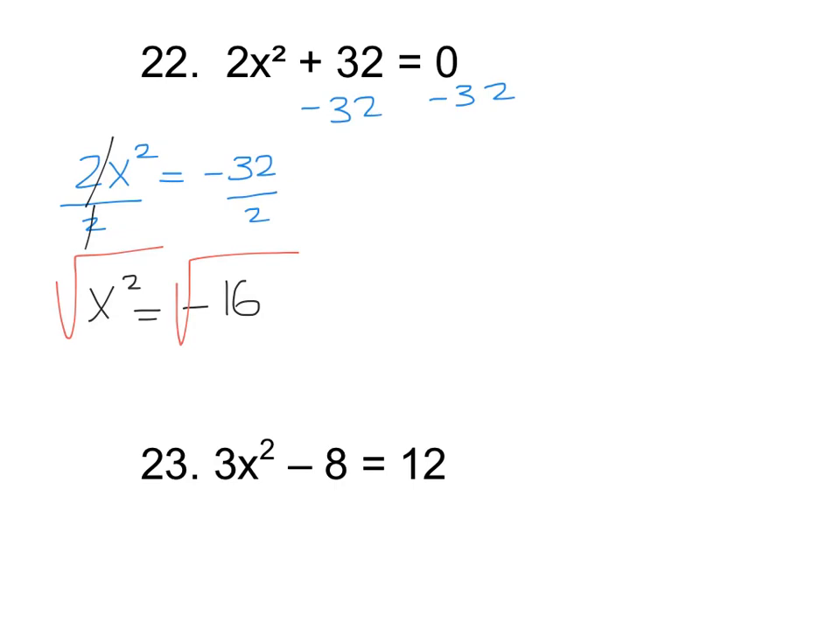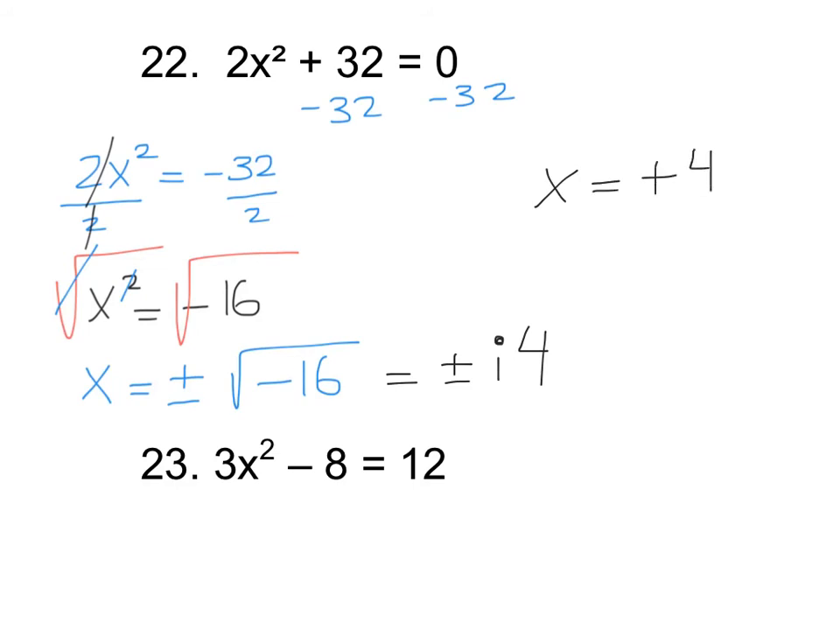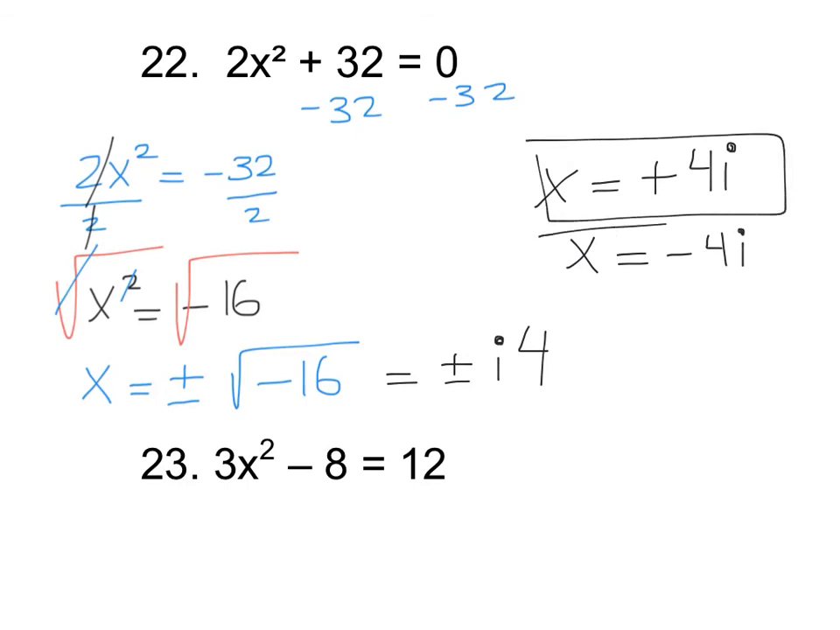And remember, if you square root x squared, you get an x. And remember, the answer is going to be plus or minus square root of negative 16. Since I have a negative under the radical, I replace it with an i. And square root of 16 is just a whole number. It's 4. Then x in this case can be either plus 4i or negative 4i. Two different correct answers.